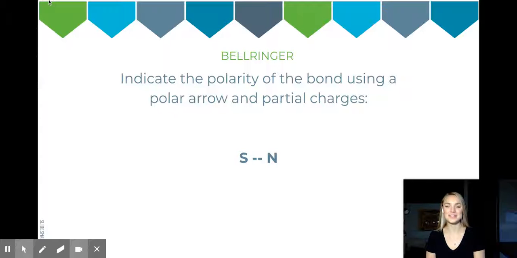Hello, our bell ringer today is to indicate the polarity of the bond using a polar arrow and partial charges for a bond between sulfur and nitrogen.